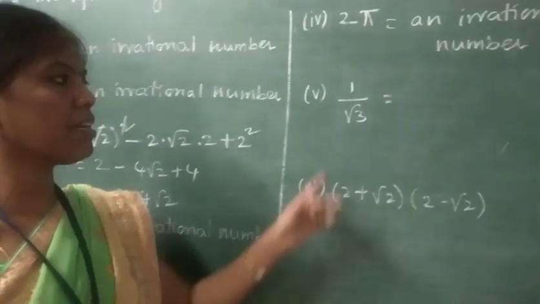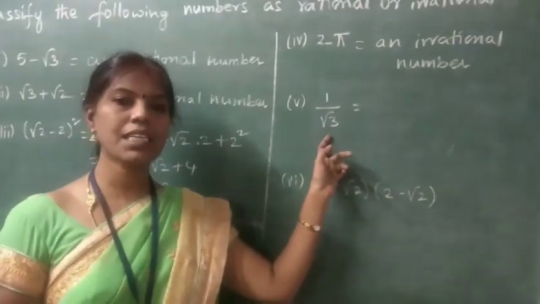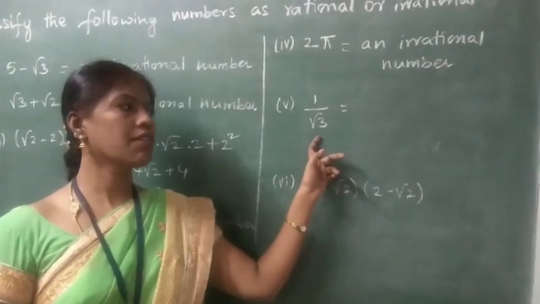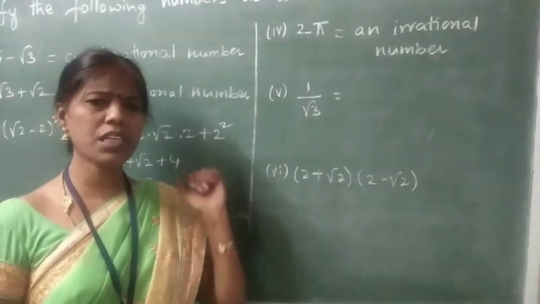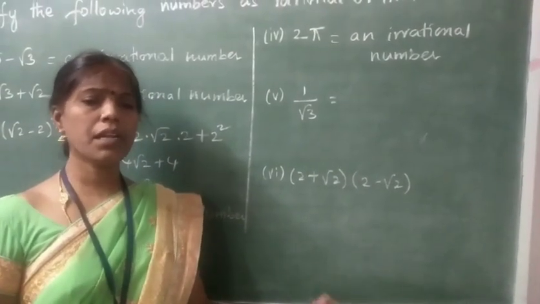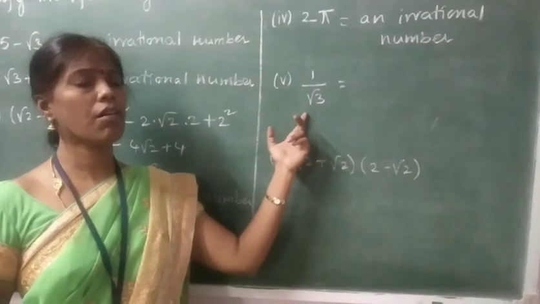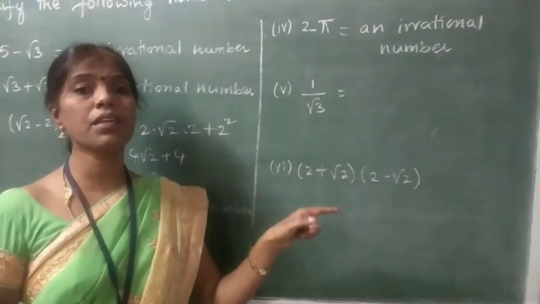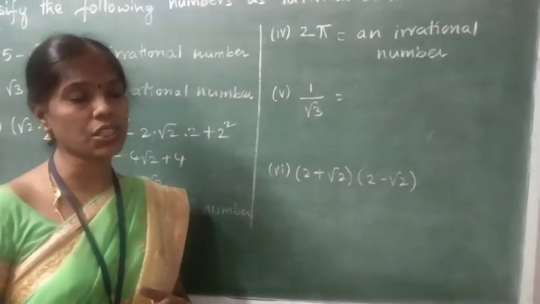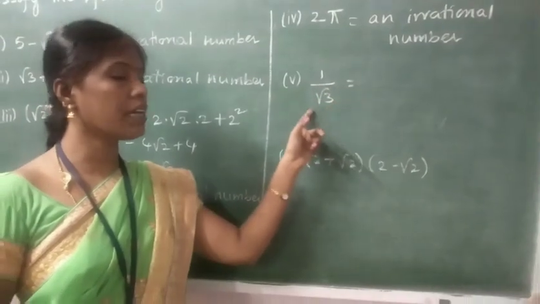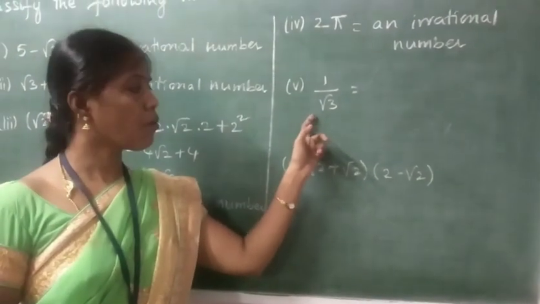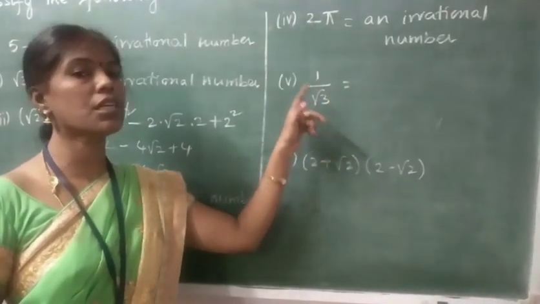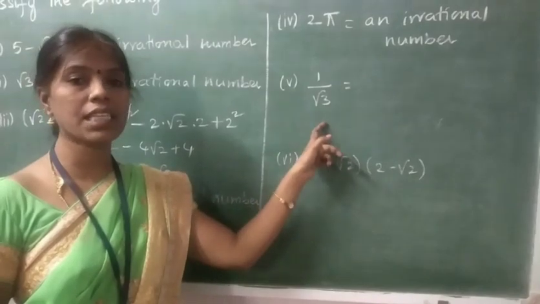Just by seeing this number, we can't say whether it is rational or irrational. So what do we have to do? In the previous class, we learned rationalization. What is the meaning of rationalization? The process of making an irrational number a rational number by multiplying with a surd is known as rationalization. Here in the denominator we have an irrational number. What is that irrational number? Root 3. So we have to remove this root 3. We have to change this root 3 into a rational number.